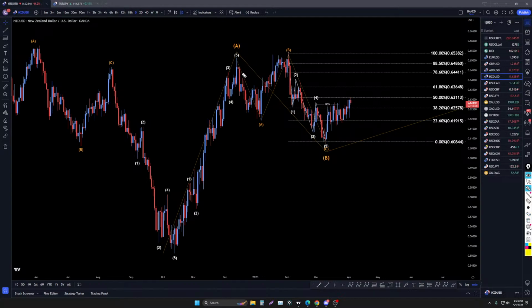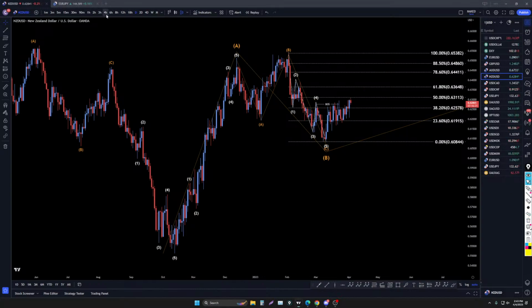I still think that this is a complete ABC correction, and I still think that this is just going to keep drifting up. It's eventually going to break this and just keep on going. I think this is in a wave C, not a wave 3, unlike the other dollar pairs.